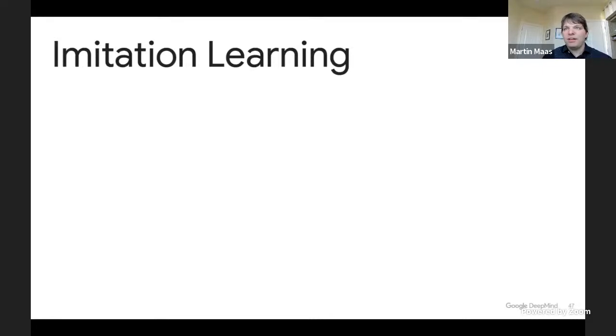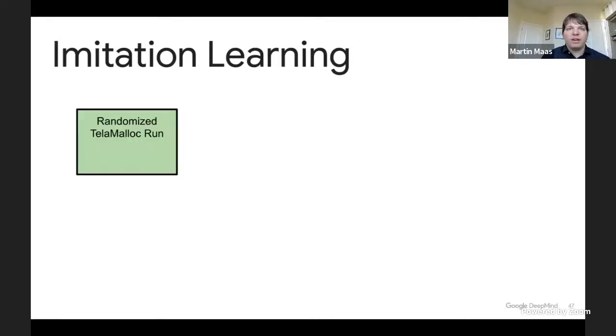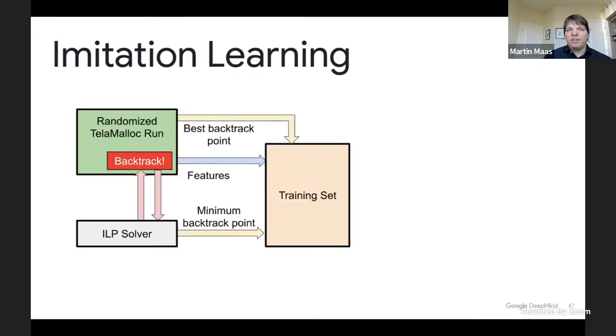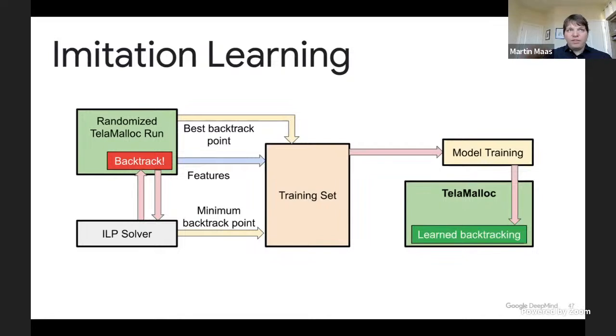And so the way we do this is with an approach using imitation learning, where we run the allocator a number of times. When it backtracks, we have the ILP solver figure out in the background how far it should have backtracked. So that way, we now have a data set of examples where we know for each individual case what the ideal number of backtracks would have been. And then we can train a model against this. It's a fairly cheap random forest model. And then once you have this model, you just plug this into the allocator as a learned heuristic.